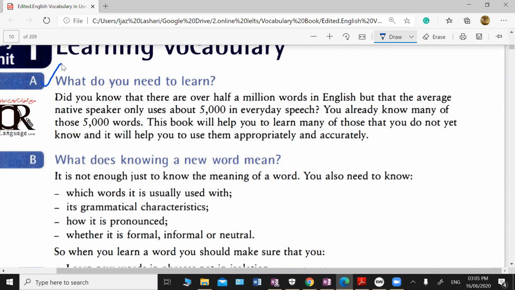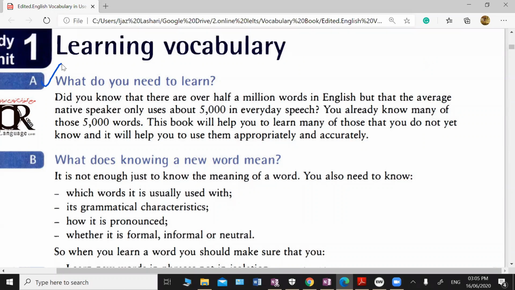It says, did you know that there are over 500,000 words in English, but that the average native speaker only uses about 5,000 in everyday speech? You already know many of those 5,000 words. This book will help you to learn many of those that you do not yet know, and it will help you to use them appropriately and accurately.